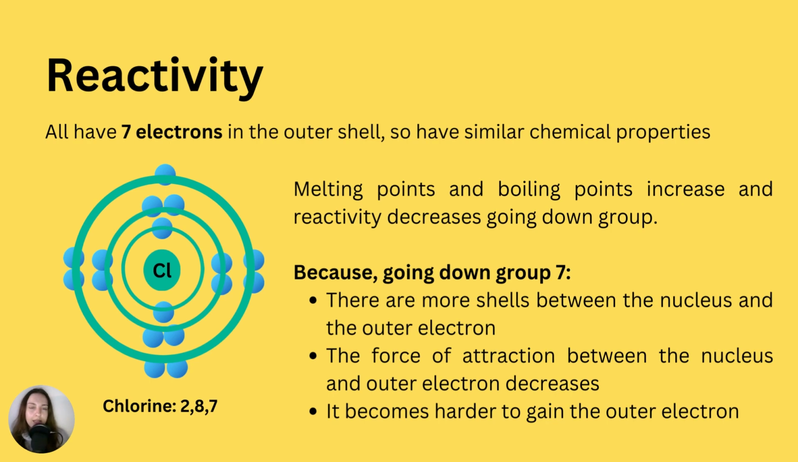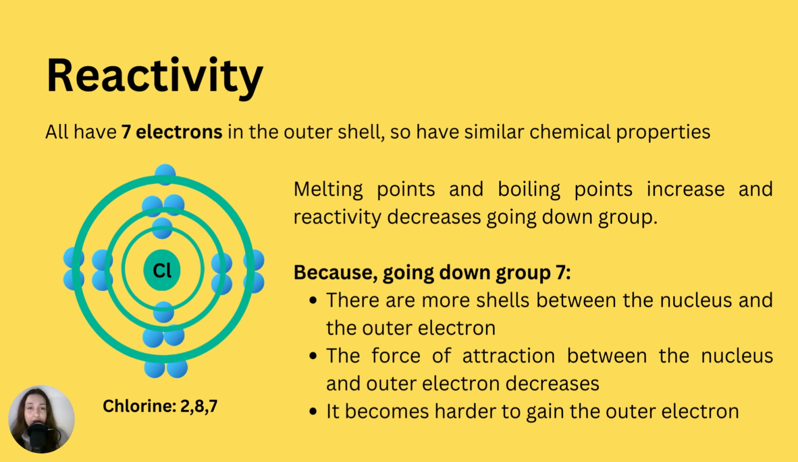So the reactivity is very much linked to the number of electrons that are found in the outer electron shell. Because there are 7 electrons there, the chemical properties are going to be similar. So, like I said, the melting and boiling points will all increase as we go down the group. However, the reactivity of these elements actually decreases. And this is directly opposite to elements in group 1. And if you want to learn more about group 1 elements, check out my video. I'll link it in the cards.